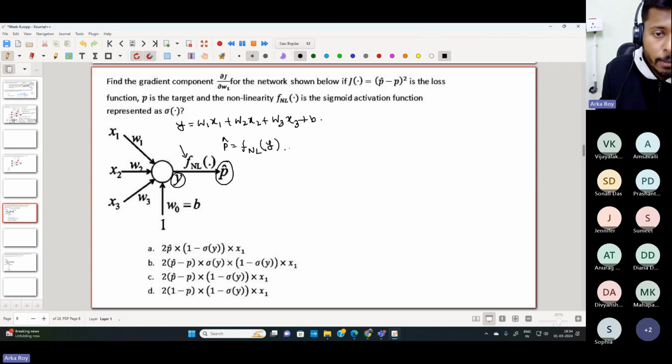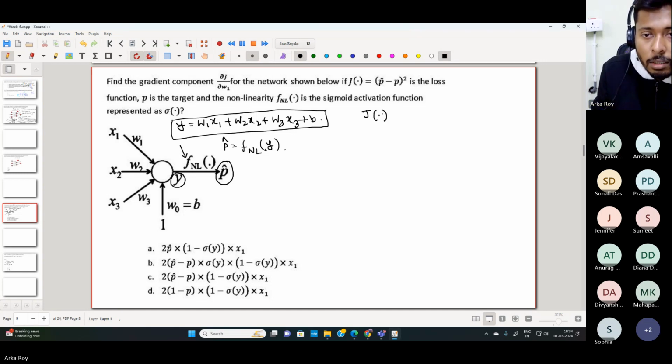That is f_nl of y. So first you do the linear combination, and then you feed that output to the nonlinear activation, and then you get the final output of any neuron, which you can subsequently pass to the next layer. Okay, fine. So the loss function is J equals (p hat minus p) square, and they have asked to find the derivative with respect to w1. So that is del J del w1.